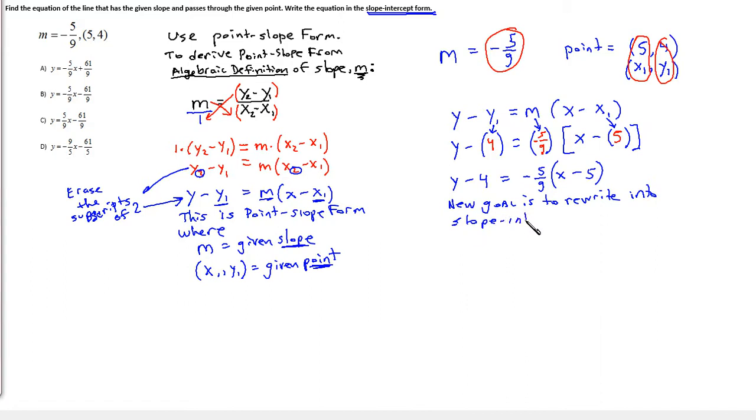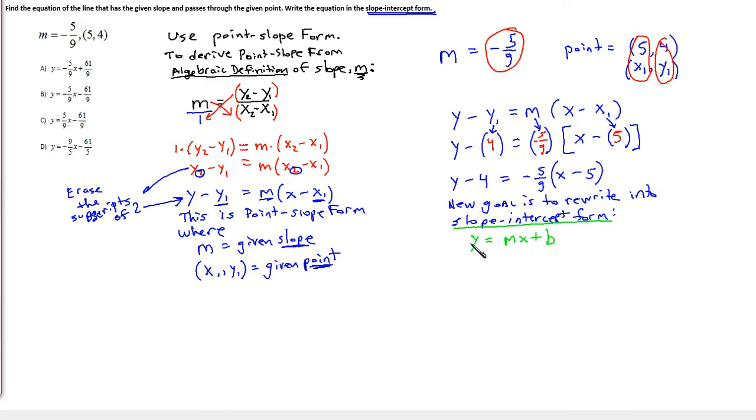Slope-intercept form, which has the look of, maybe we can do this. Let's write this one in green, because we're keeping track of the different forms of equation. Slope-intercept form looks like this now. y equals mx plus b.